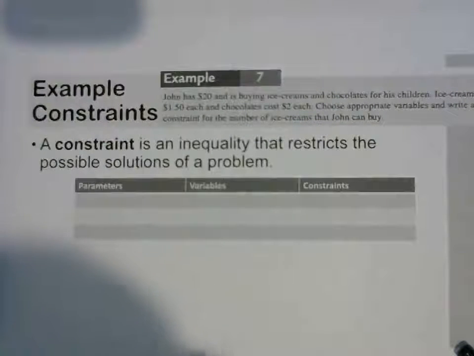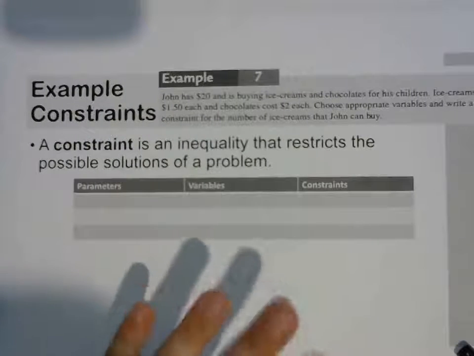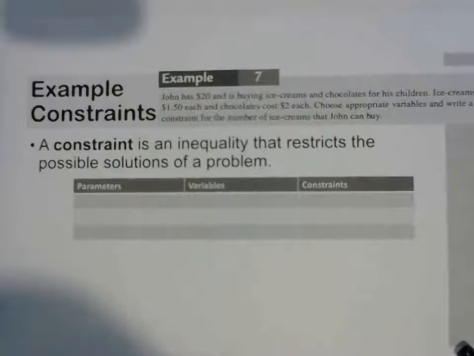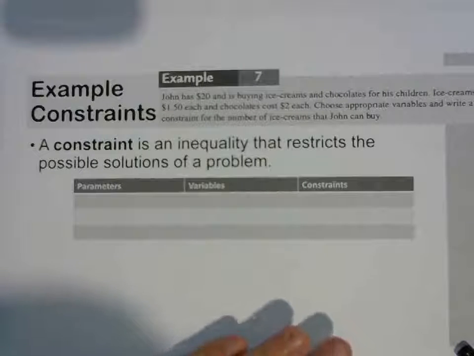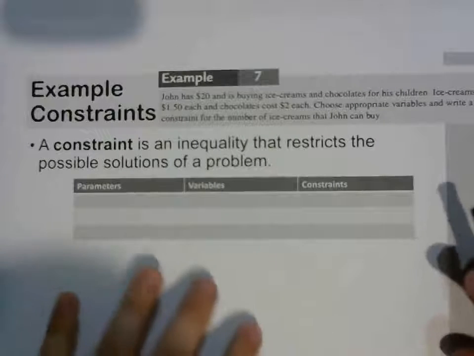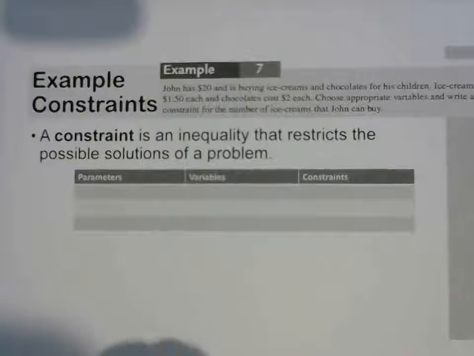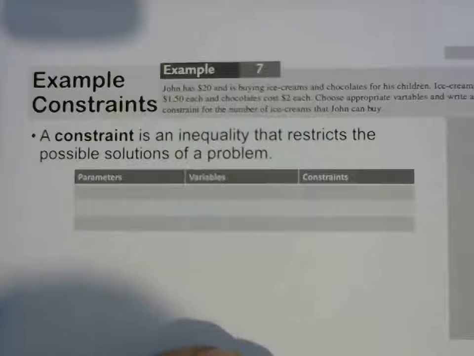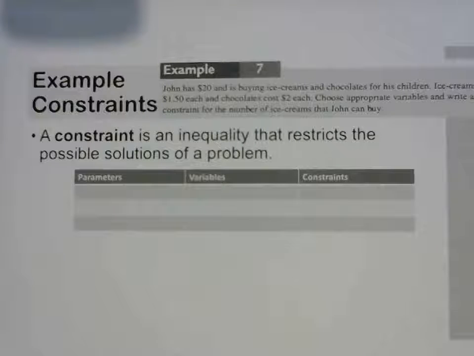So here we've got a problem. John has 20 bucks and he's buying ice creams and chocolates for his children. And we're going to use that to determine how many ice creams and chocolates John can buy. Now, a constraint is any inequality that restricts the possible solutions of a problem. So it's going to be a maximum or a minimum value that our variables can have. Now, this problem is only going to have one constraint in it.